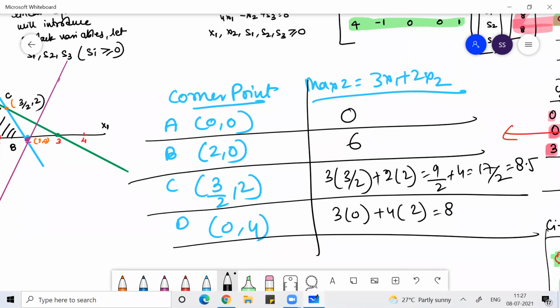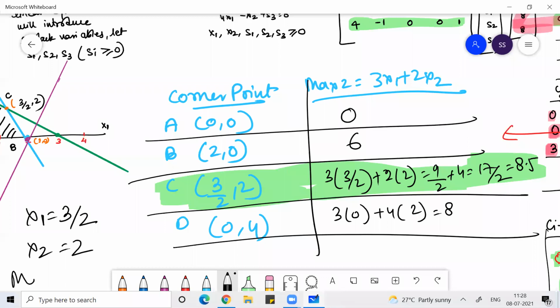Which is the highest value? The highest value you will get at this point. These are your coordinates. So your final values are x1 equal to 3 by 2, x2 equal to 2, and the maximum value of z is 17 by 2 or 8.5. Any doubt? Done, everyone.